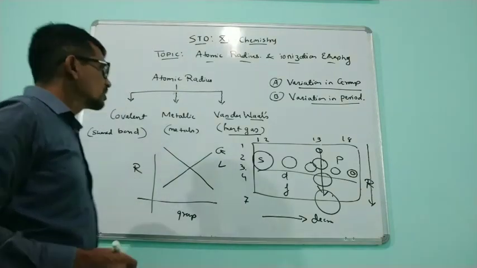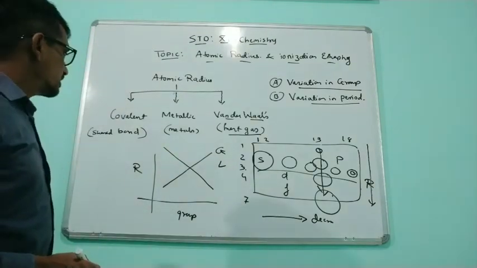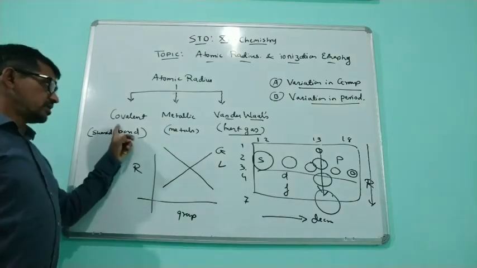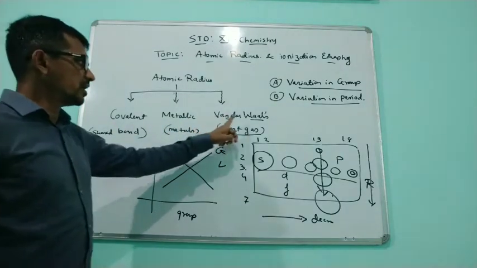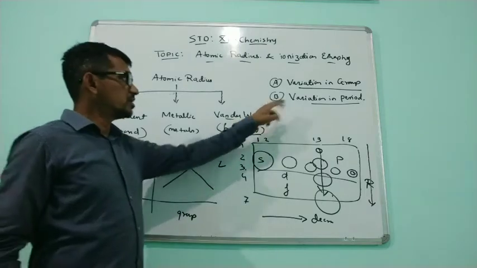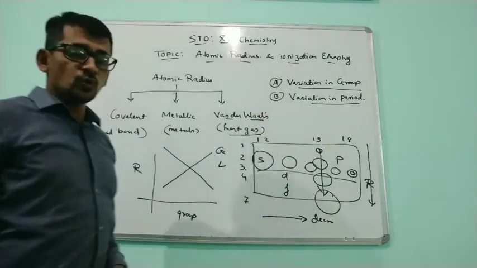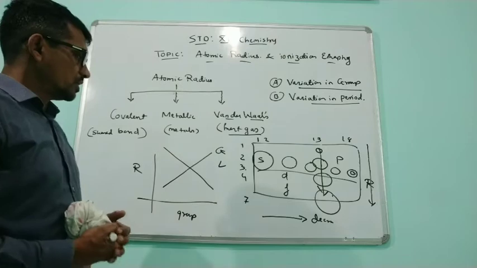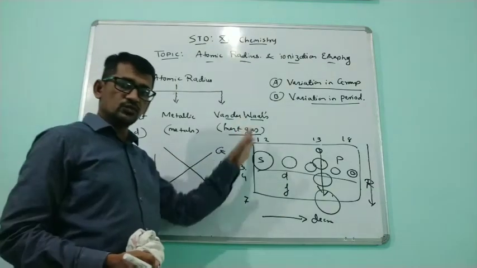So this is about atomic radius. Again I revise: covalent radius is there, metallic radius is there, and van der Waals radius is there. And remember this thing in group. Again I revise, in group. Group means 1, 2.